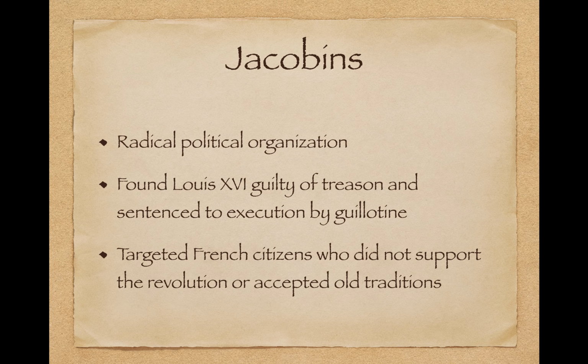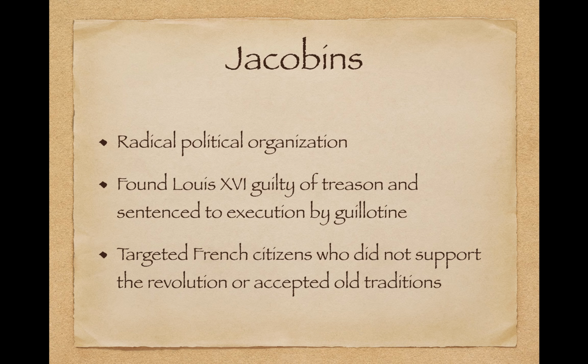So there's going to be a group of people that kind of take the lead in the National Convention, and they are known as the Jacobins. And they are a radical political organization. They're a group, and they are very, very extreme. And the Jacobins will find Louis XVI guilty of treason. And remember what treason is? That's when you betray your own country.